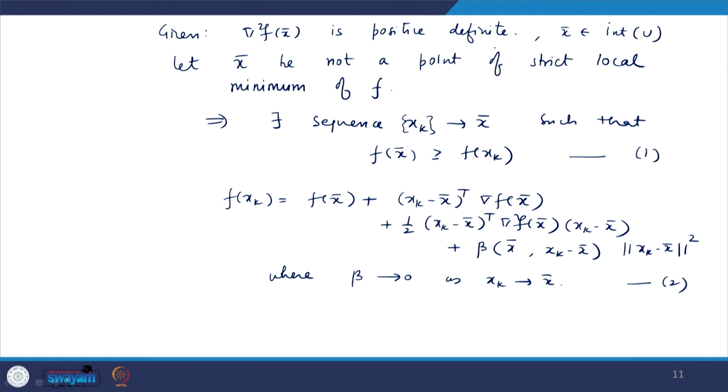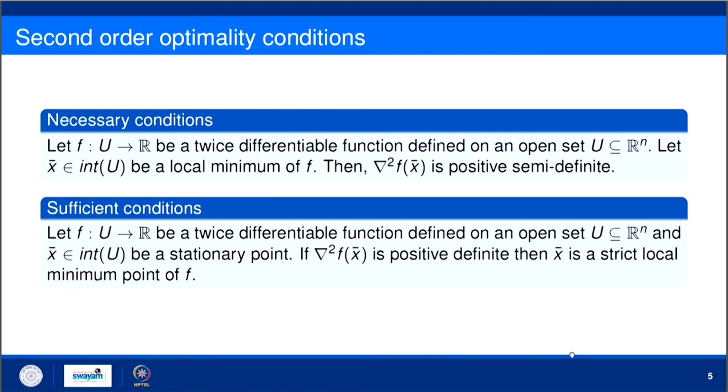So, hence we have done. Hence we can say that x bar is nothing but a point of a strict local minimum of f. So, this is a sufficiency condition. Using this condition, one can easily check whether this point x bar is a point of local minimum or not. So, let us discuss it quickly by one example.